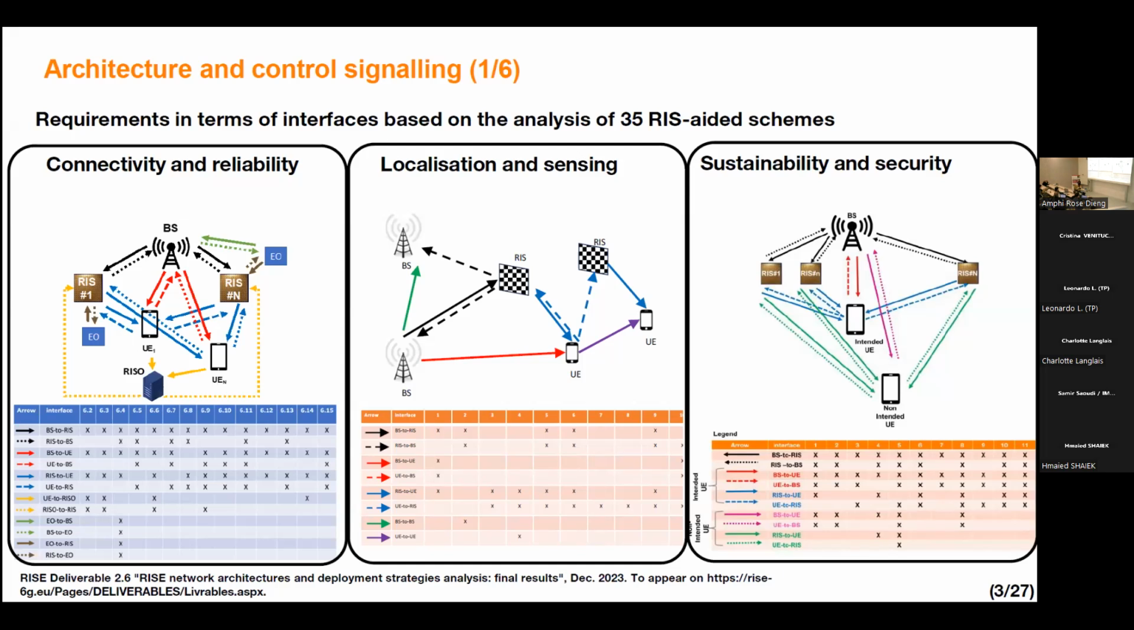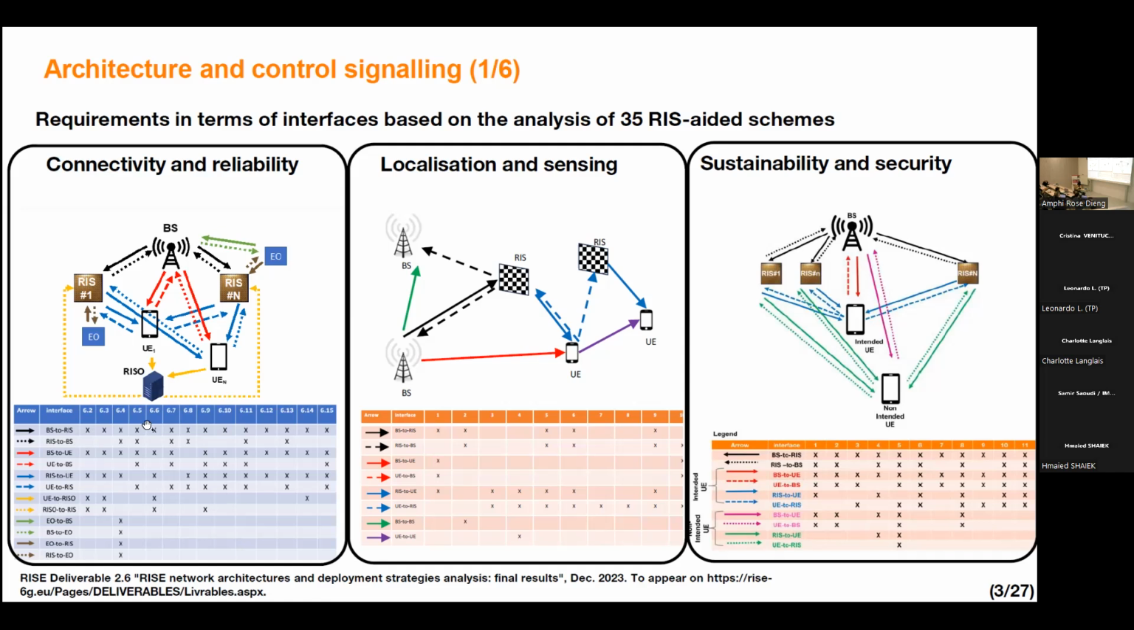So in total, we have like 40 or 45 different schemes proposed by partners for the three types of use case families. Remember, boosting connectivity and reliability, localization and sensing, and the last one, sustainability and security. So what you see here in these tables, each column is one scheme. Okay? Each column is one scheme.